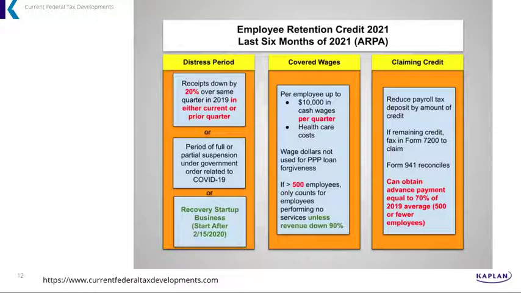You have a period of full or partial suspension due to government order based on that. Or number 3, you are a recovery startup business. Now, a recovery startup business is somebody who started in business after February 15th of 2020. Now, the good news is you will always qualify because you'll at least be a recovery startup business.